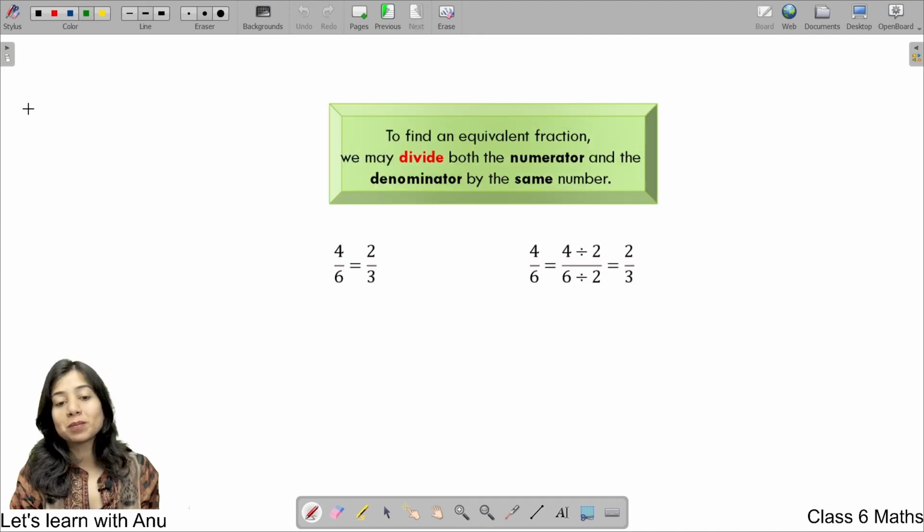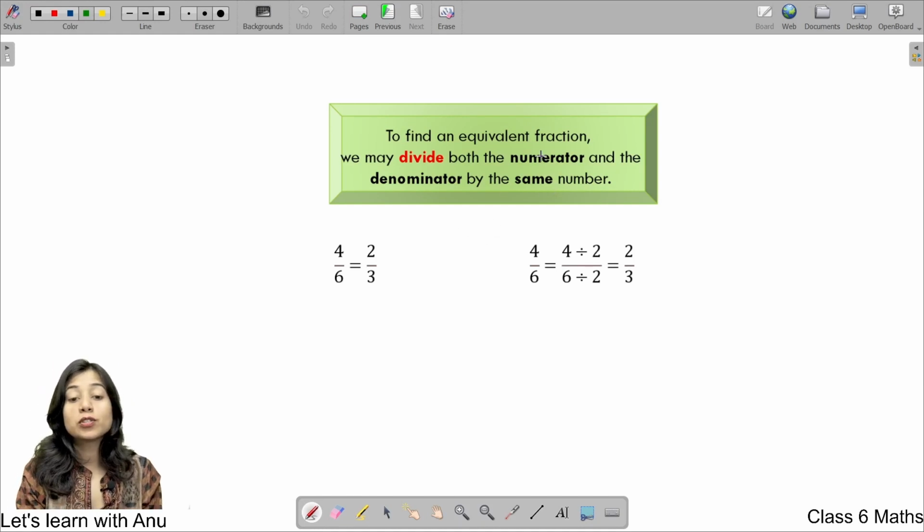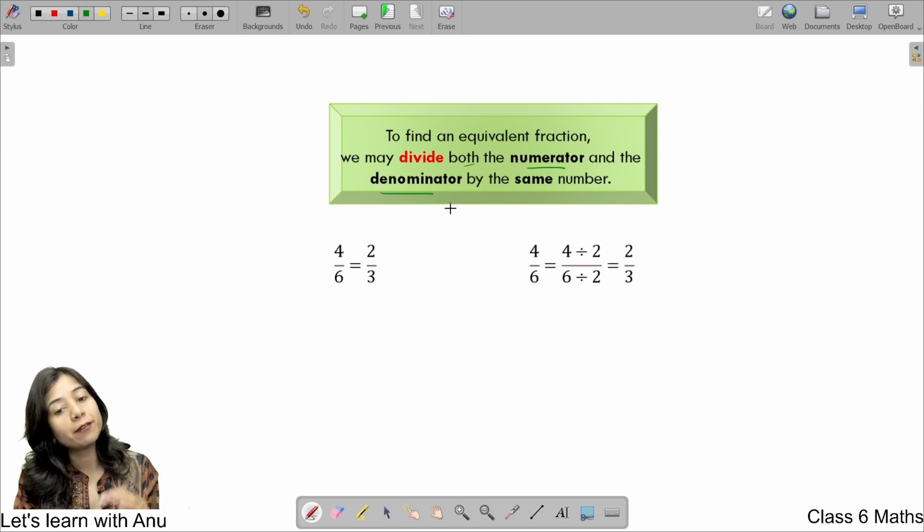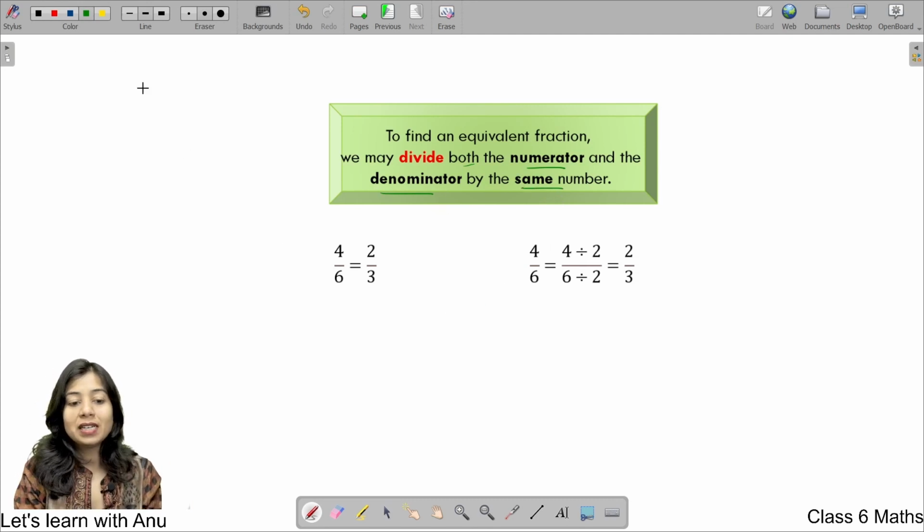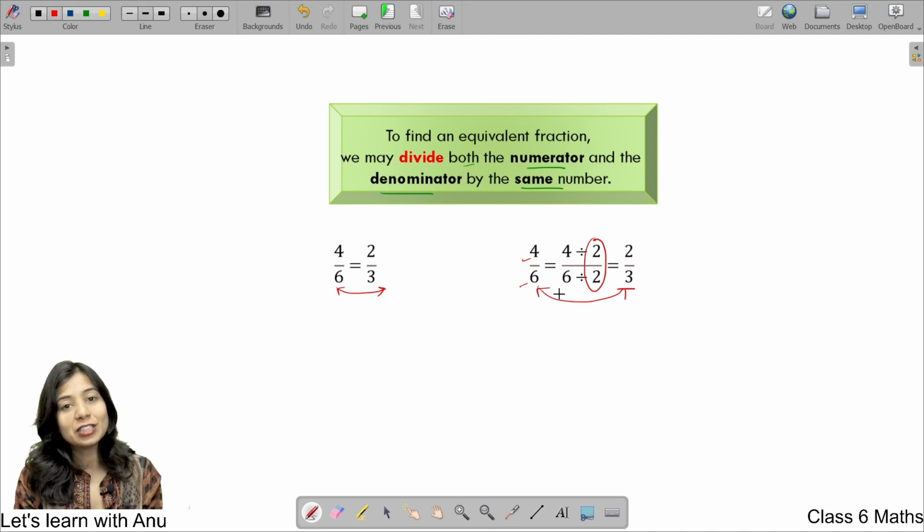The second rule to obtain an equivalent fraction is using division. Here also both the numerator and the denominator have to be divided by the same number. So here we have 4 by 6 is equal to 2 by 3. Let's see how. We have divided the numerator as well as the denominator by the same number, that is 2. So 4 divided by 2 is 2, 6 divided by 2 is 3. So both of these are equivalent fractions.